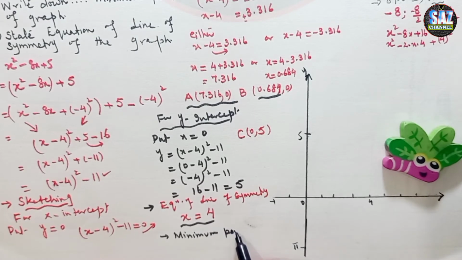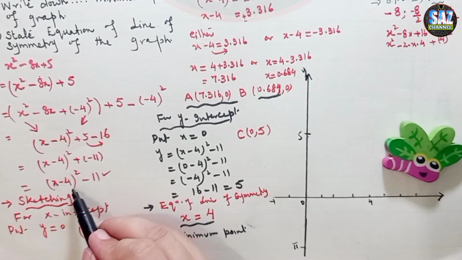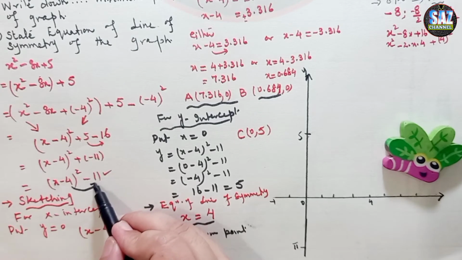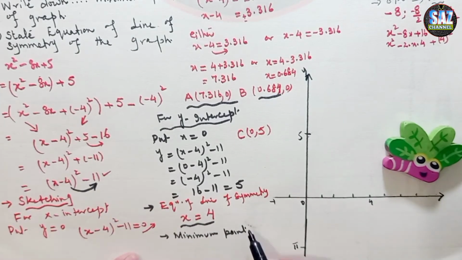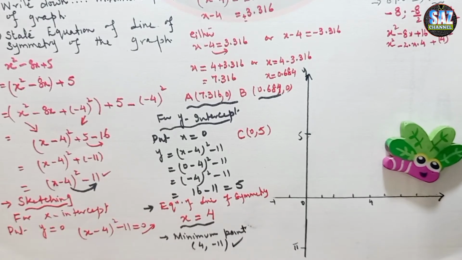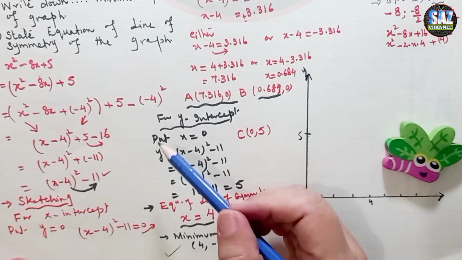you have to listen to me carefully and observe how easily we can get the minimum point and the line of symmetry when the equation is expressed in the (x minus p) whole square plus q form. That is (4, minus 11) is the minimum point. And now it's the time to go for the plotting and sketching of the graph.